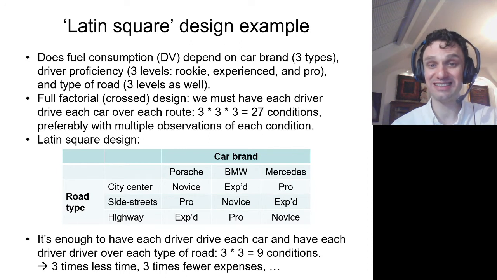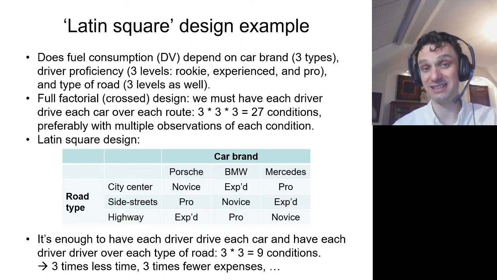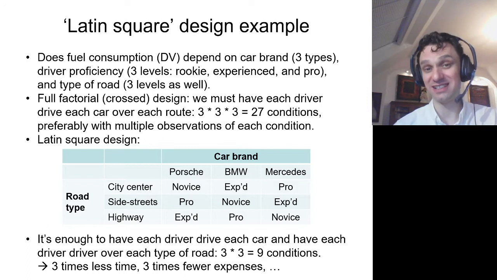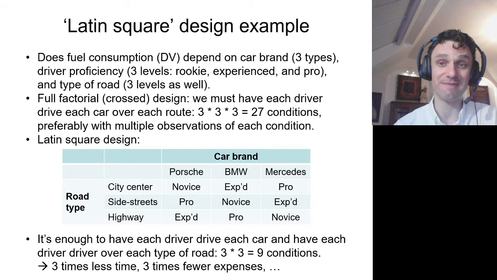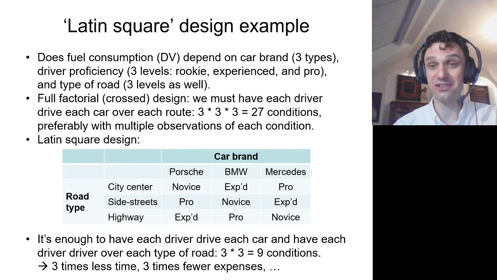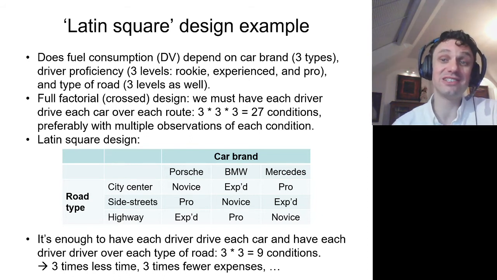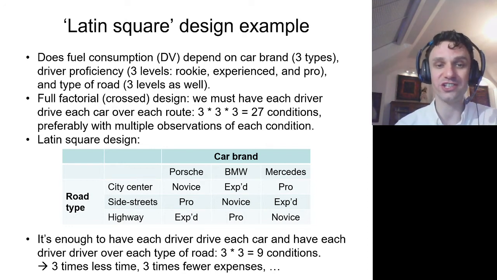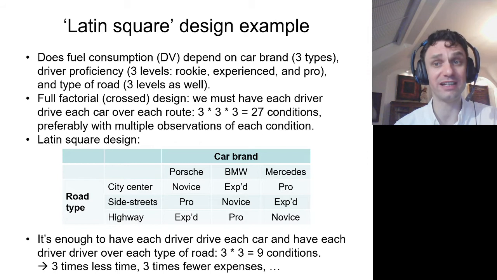So as a result, I only have 9 unique experimental conditions summarized in the cells of this table. So my novice only drives a Porsche in the city center, only drives a Mercedes on the highway, etc. And of course, for each of these conditions, I will still need to collect many measurements to get sufficient precision. But still, it cuts down on my expenses.